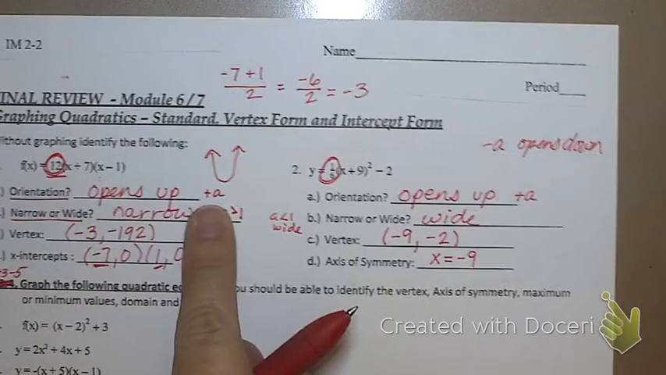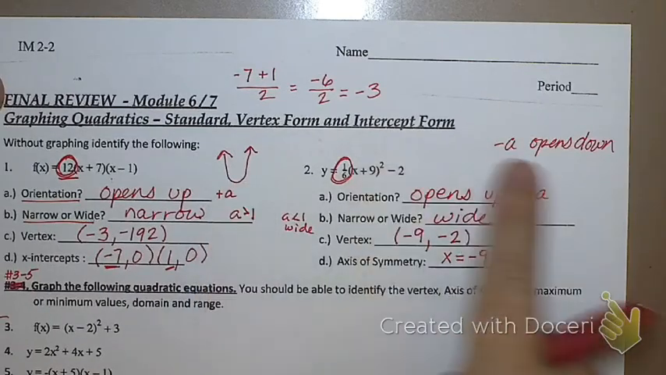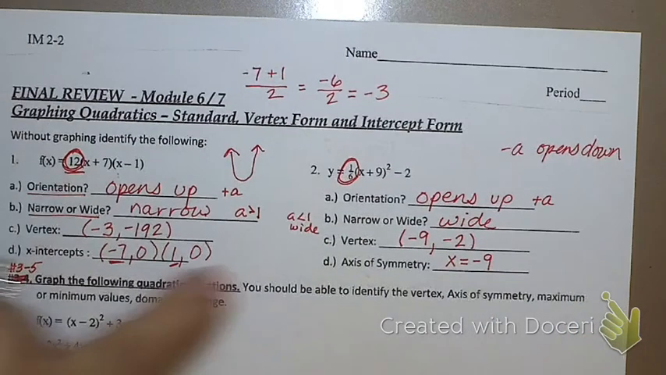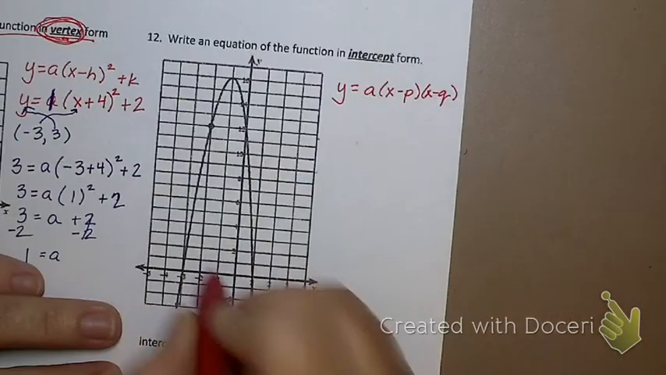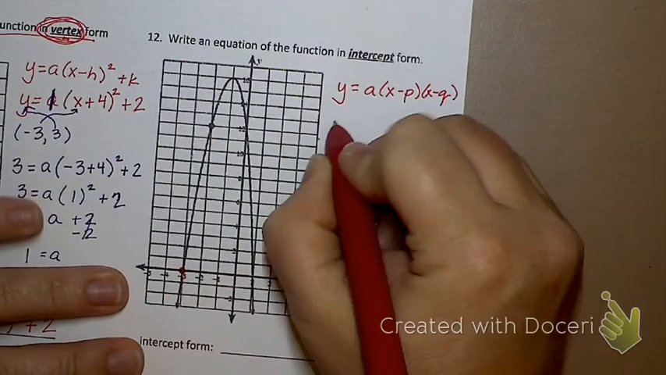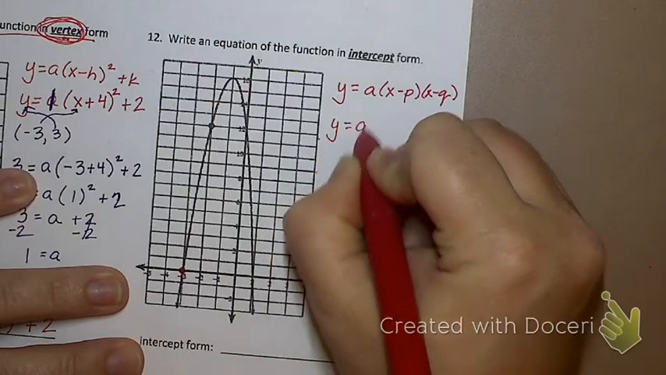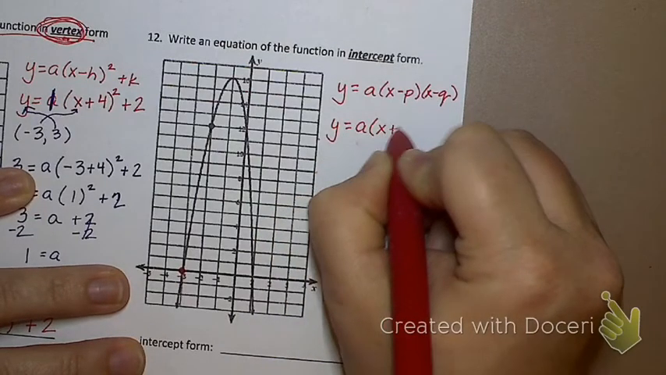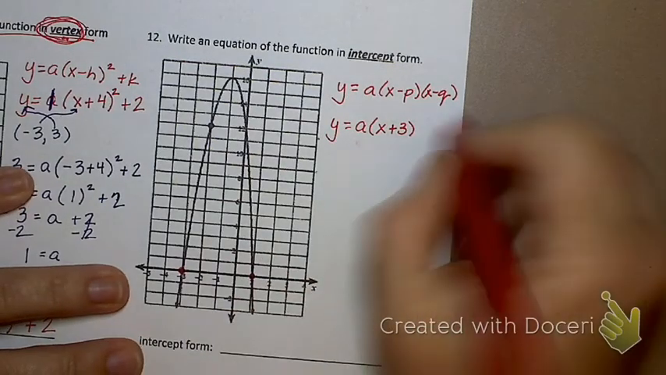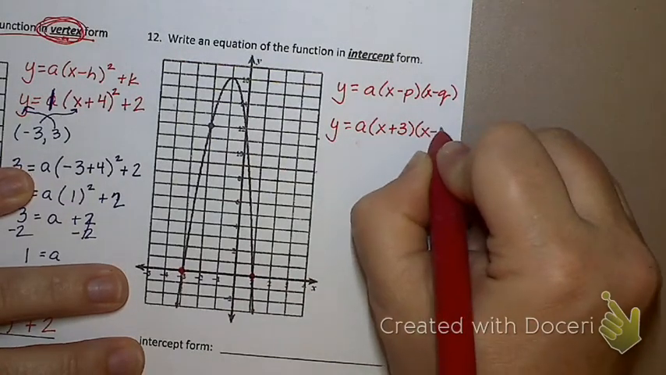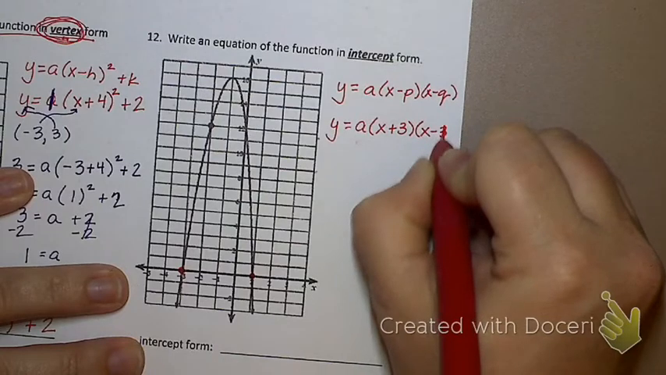Let's see. I also took some notes up here: when A is positive, it opens up. Negative A, it opens down. Hopefully you have all that. Narrower when A is greater than 1. Wider when A is less than 1. My intercepts: one of them is -3, which means in parentheses it's going to look like x plus 3. My other intercept is +1, which means in parentheses it's going to look like x minus 1.